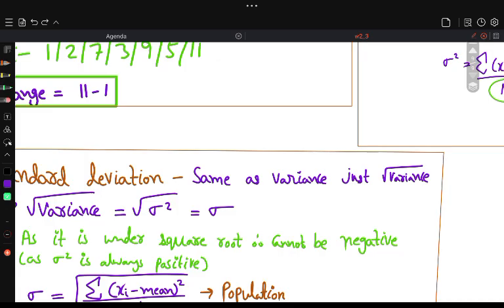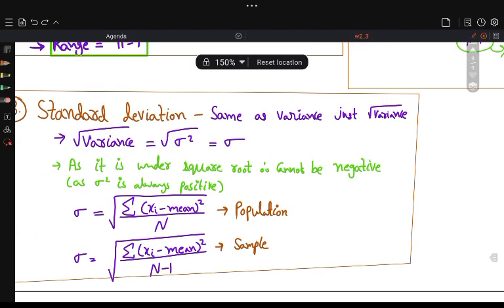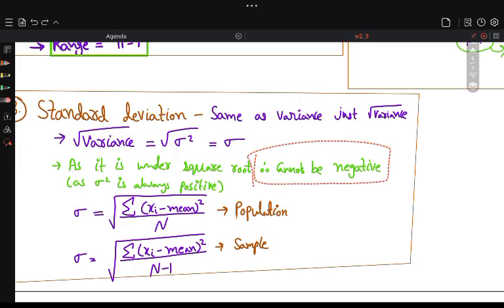So it is represented by sigma only. As standard deviation is under a square root, and remember this fact, it is under square root, right? So it can never be negative, else it will be a complex number. As a real number, anything inside the square root must always be positive, it can never be negative. And same for variance also.